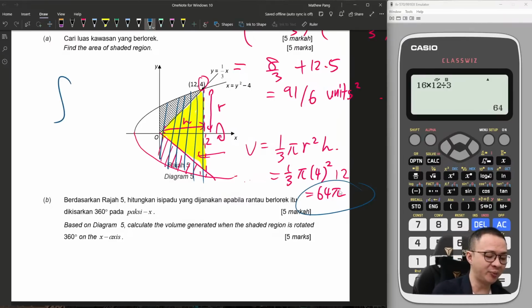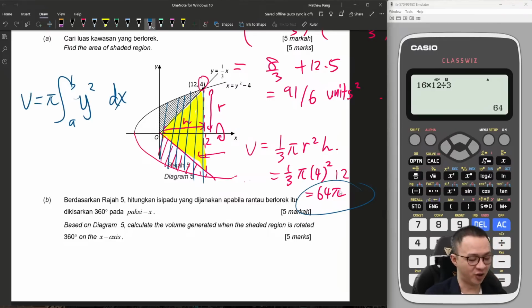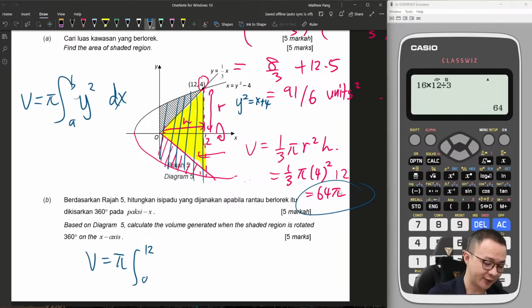So if the volume rotates on the x-axis, with dx, here must be y squared, a to b, with a pi outside. This is your volume formula, so I'm going to apply it here. Pi, a to b, is basically I will rotate from 0 to 12, isn't it? And then y squared, simplifying the equation, y squared is x plus 4. So here is x plus 4 dx minus 64 pi.